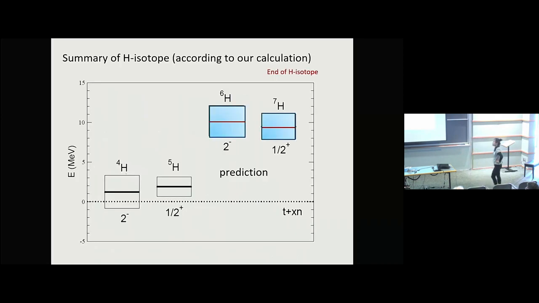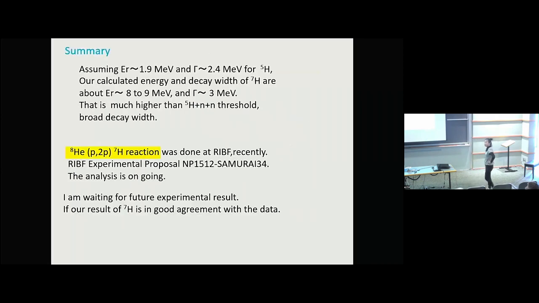Finally, we summarize the hydrogen isotopes according to our calculation. This is hydrogen 4 and 5, and these are in good agreement with experimental data, and these two are our predictions. I just showed you the energy of hydrogen 7, which is around 9.5 MeV with a much broader decay. Also, I calculate that hydrogen 6 is a little bit higher and decays a little bit broader than hydrogen 7.